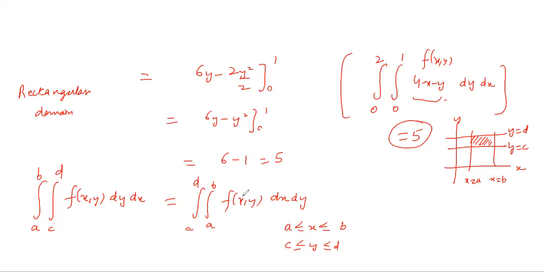That means x lies between two constant limits and y lies between two constant limits. Only in that case are these two integrals going to match. So this is actually a theorem. This theorem is Fubini's theorem. That is the name of this theorem.